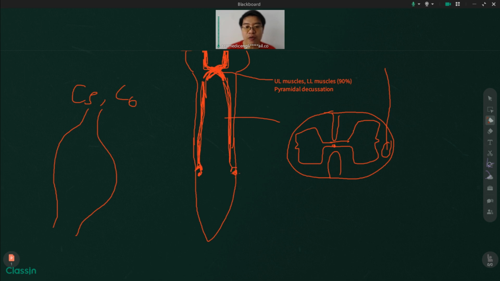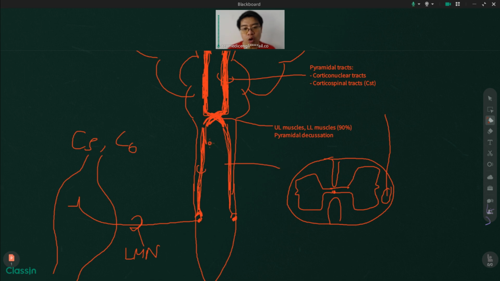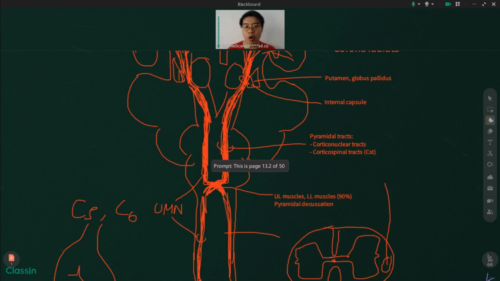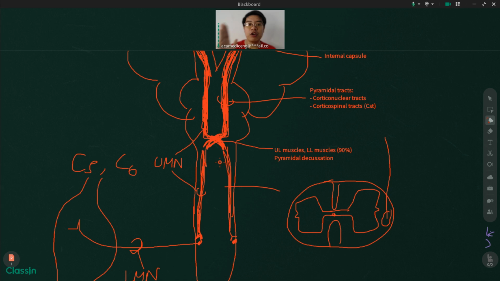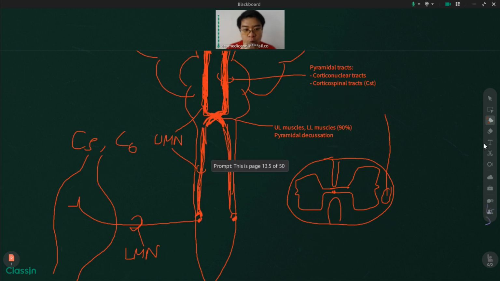Our fiber is going to synapse with a lower motor neuron, and that lower motor neuron is going to go out and innervate the biceps brachii muscle. So this one coming out of the spinal cord going to the biceps is going to be the LMN, lower motor neuron. All of this is going to be upper motor neuron. And the upper motor neuron there is running within a tract that is called the lateral corticospinal tract.